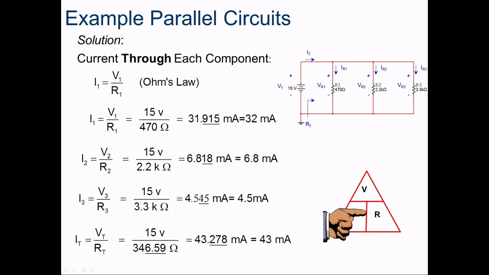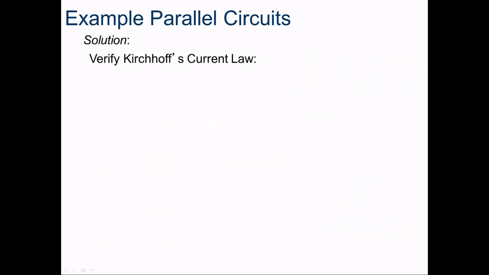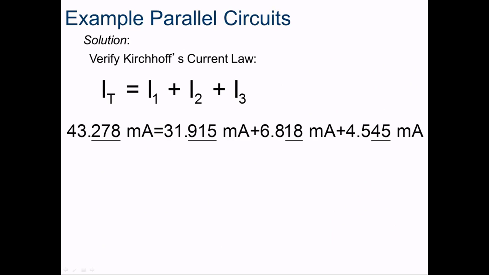Also, I can solve for total current by doing current total equals voltage total, I know that, over resistance total, I know that, and then I get 43 milliamps. Or if you add these up, you'll also get 43 milliamps. That's just verifying it.